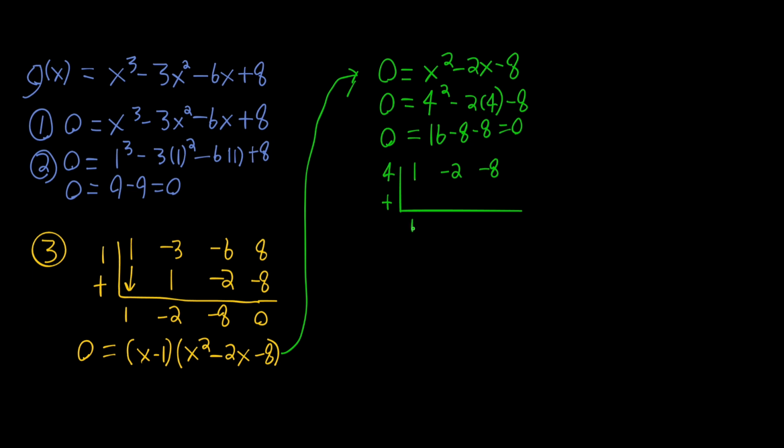So 1 plus 0 is 1. 1 times 4 is 4. -2 plus 4 is 2. 2 times 4 is 8. -8 plus 8 is 0. So for our final factored form, what we come across is that 0 is equal to x minus 1, x minus 4, x plus 2. And because we don't have any like terms, this is as far as we can simplify it.